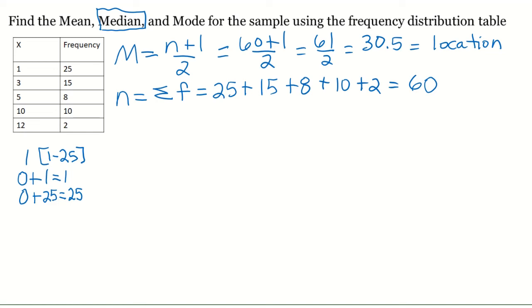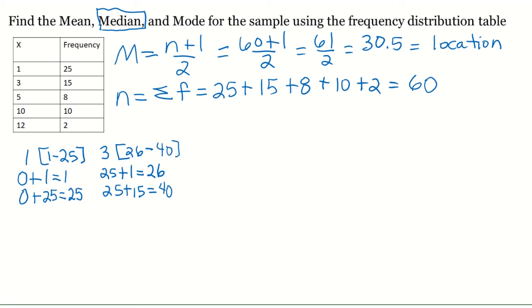Now we're going to do the same thing for the value of 3. I'm going to take this value where I stopped, which is the 25. I'm going to add 1 to get the lower boundary. And then I'm going to take that 25 again and add the frequency, which is 15. And that's going to give me my upper boundary. So 25 plus 15 is going to give me 40.